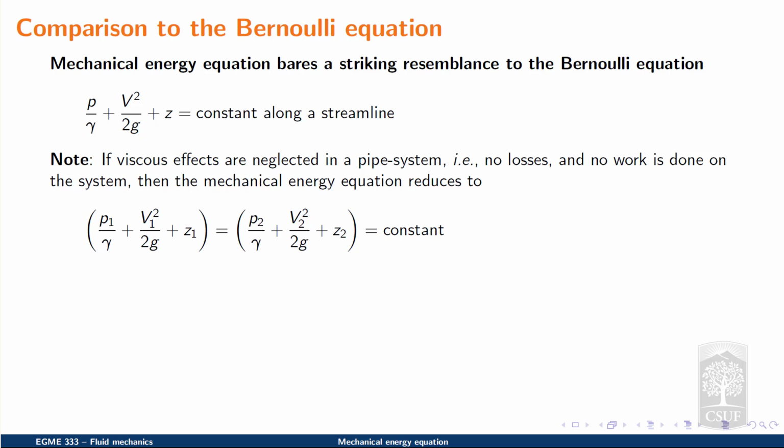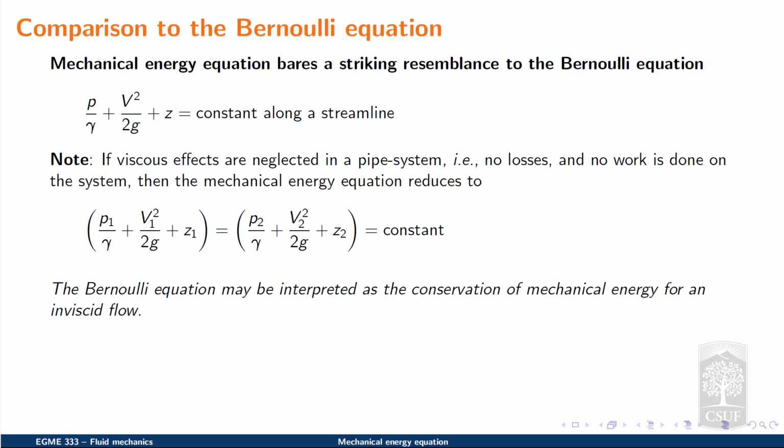Now, if we make the following assumptions for the mechanical energy equation, in which we neglect the viscous effects in the pipe system, meaning there are no head losses, and no work is being done on the pipe system, then the mechanical energy equation reduces to the following. So, one could argue that the Bernoulli equation may be interpreted as the conservation of mechanical energy for an inviscid flow. Often, the mechanical energy equation may be referred to as the modified Bernoulli equation.